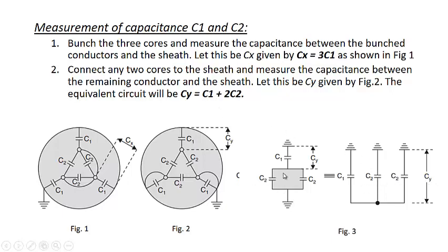So this is actually the intermediate equivalent circuit of this. This is C1 and C2 and C2 will be parallel to each other. You can see from here C2 and C2 will be parallel to each other, and in turn will be parallel to C1 as well, like this. So in this case Cy will be equal to C1 plus 2 C2. With these two measurements we can calculate the value of, because we have two equations and two unknowns, we can calculate the value of C1 and C2.